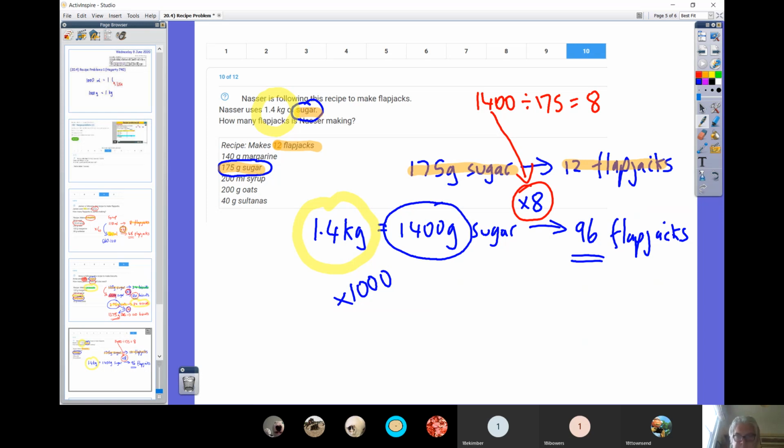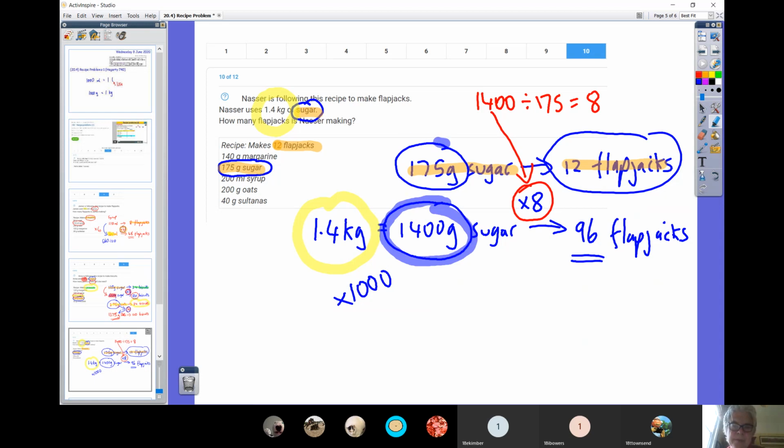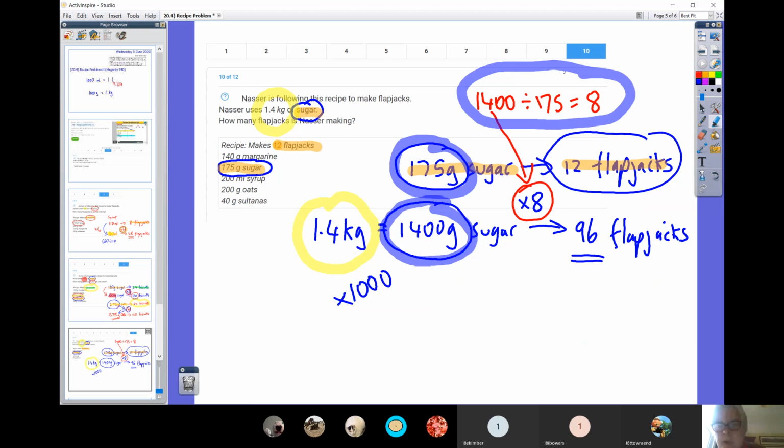So how many times bigger is the amount of sugar that he's using? So 175 grams gave us 12 flapjacks. Well, how many times bigger is the 1,400 that you were using than 175? Now I've worked out that it's 8. How have I worked out that 8? I've taken my 1,400, I've divided by 175, and that gave me my 8. So it's 8 times as much sugar. It's going to mean we can make 8 times as many flapjacks.